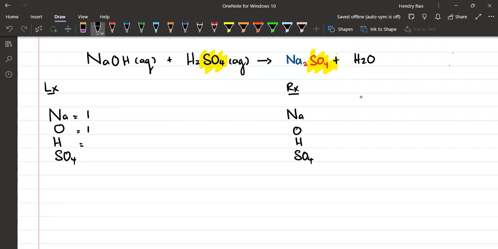And my SO4, one. Okay. On my right-hand side, I need to balance out also. So I have two sodium. Oxygen, I have about one here. Hydrogen, I have two. And SO4, I have one. So I somehow need to balance out this equation.